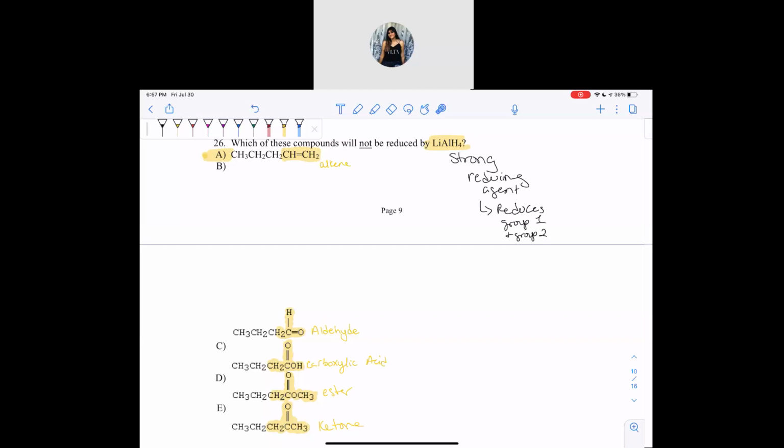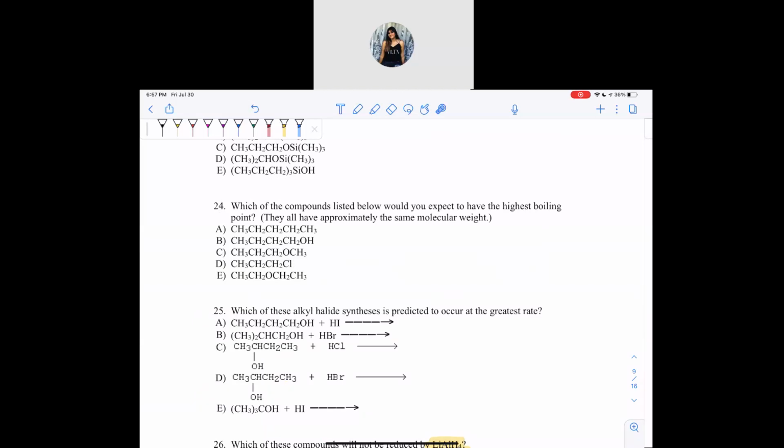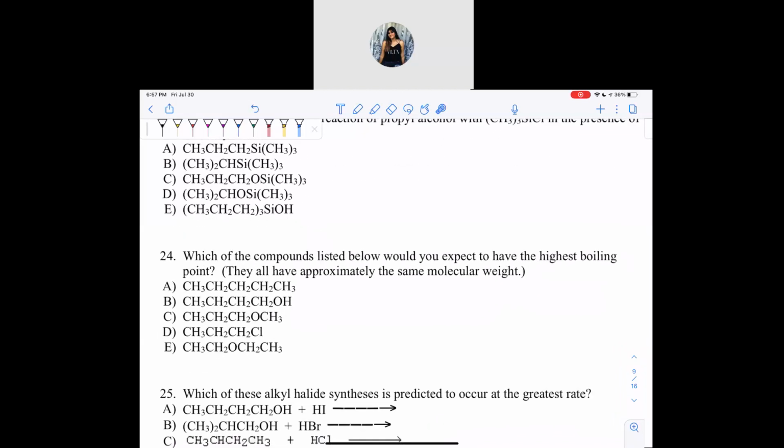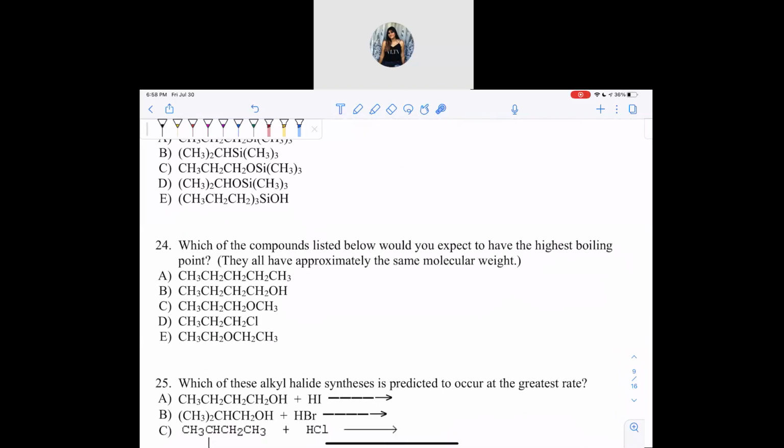Okay. I think we have time for one more. All right, let's do this one. Which of the following compounds would have the highest boiling point? And assuming that they all have approximately the same molecular weight. So we're not looking at the number of carbons here, we're looking at other stuff. So this guy is just a straight carbon chain. Cool. This one has an alcohol. This one has an ether. This one has a chlorine. This one has an ether.